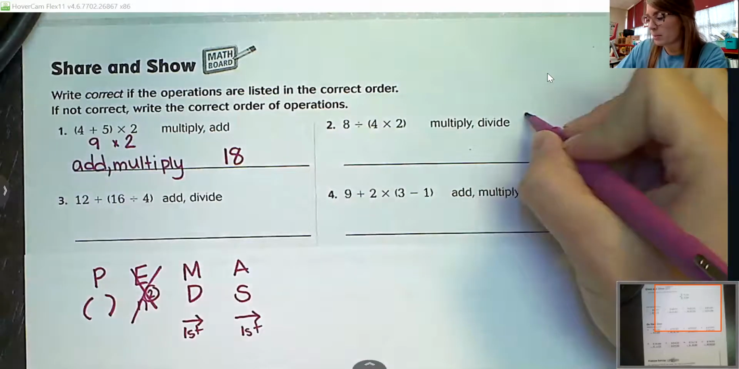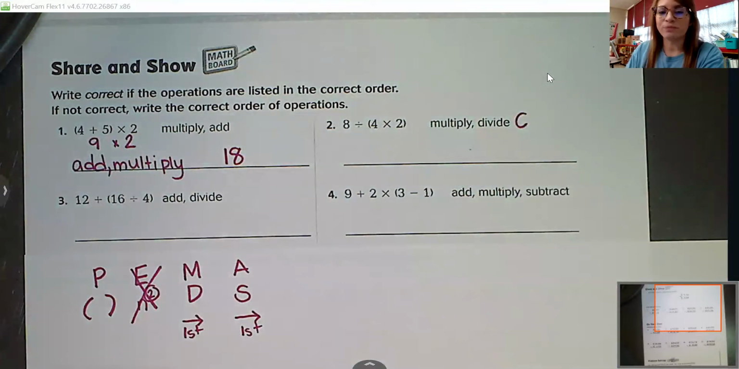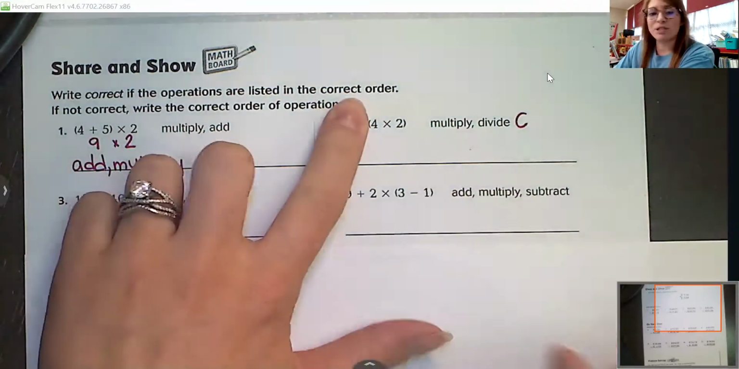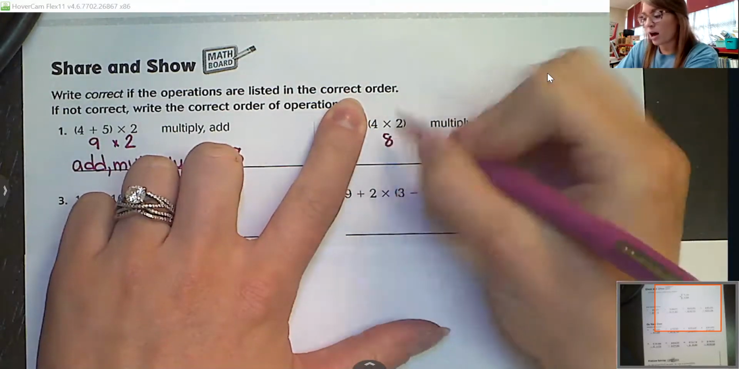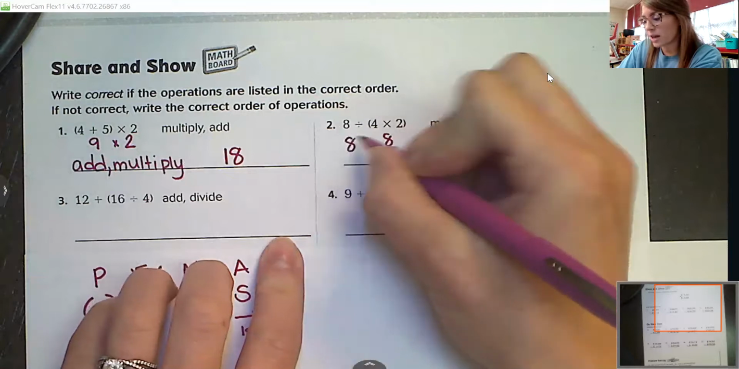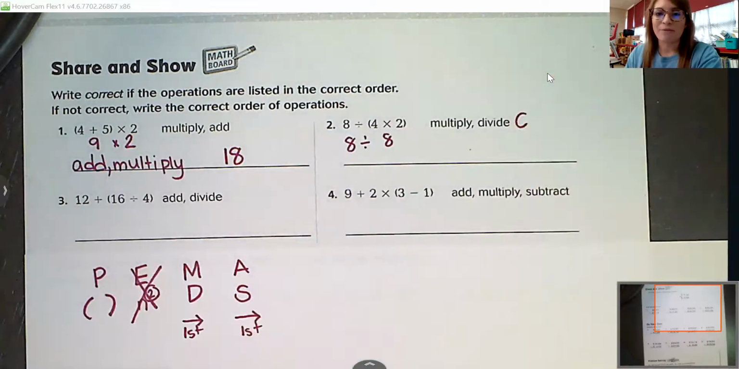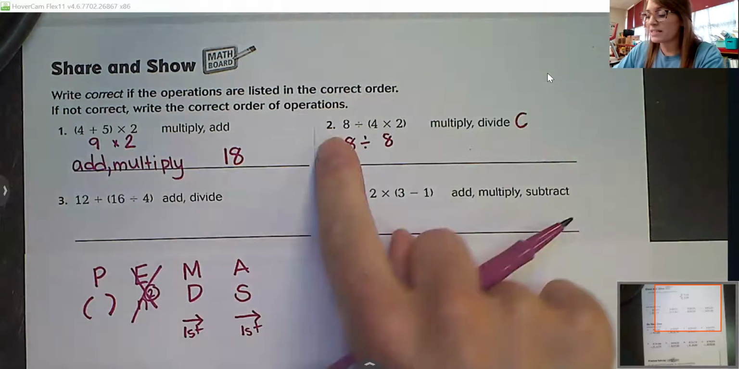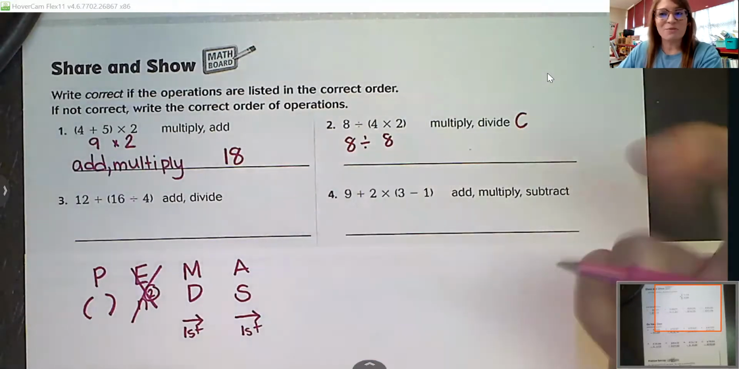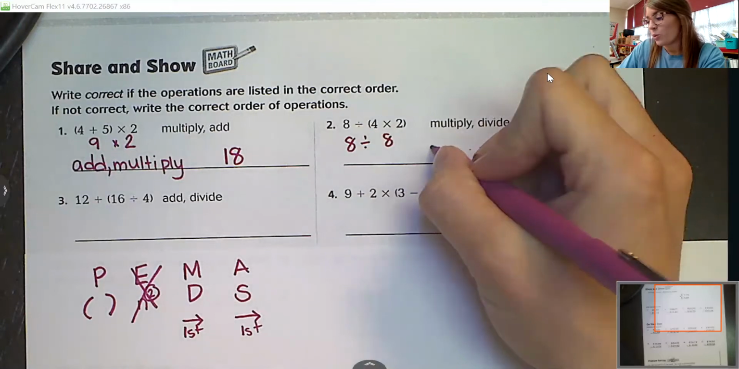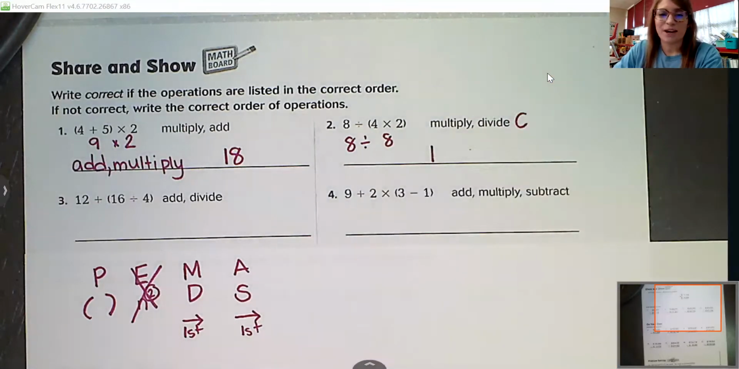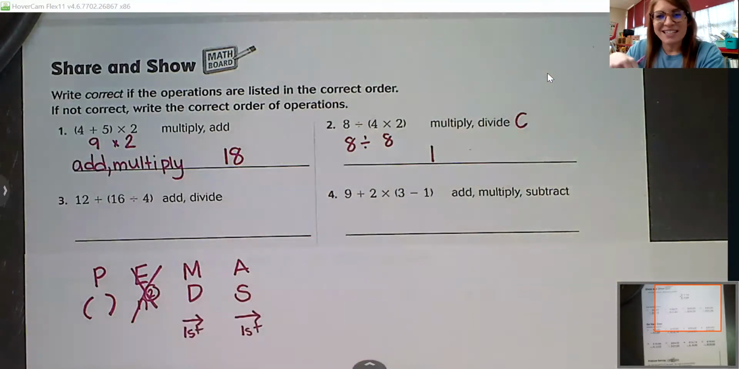So this, I'm going to put big C for correct right there. And 4 times 2 equals 8. Very good. And then I'm going to copy the rest of my problem down just like this, so I see what else I have to solve. All I'm left with is 8 divided by 8, and that's going to give me what? Very good. It is going to give me 1. Awesome job. All righty, let's look at number 3.